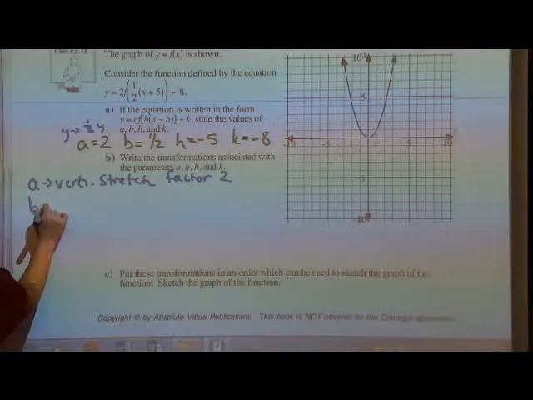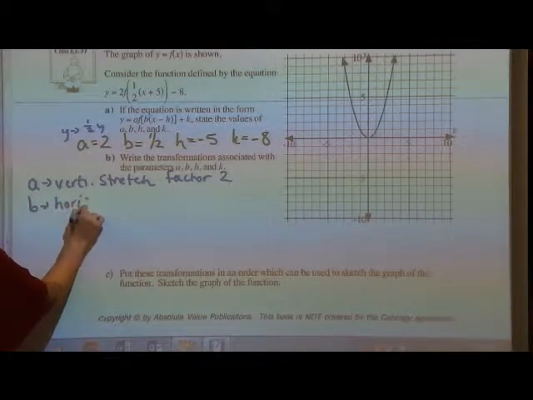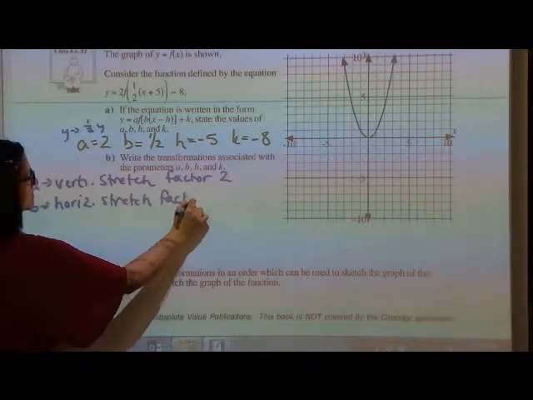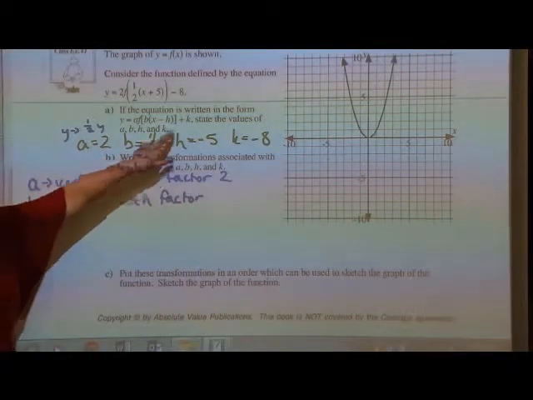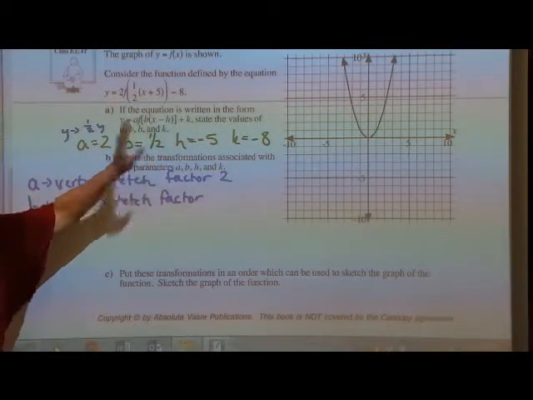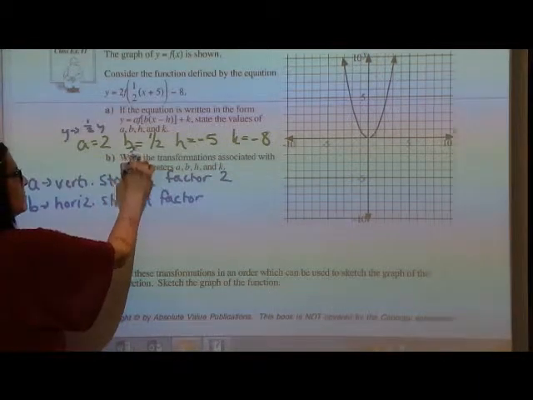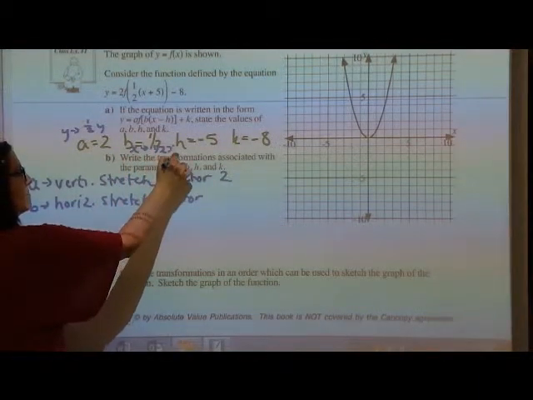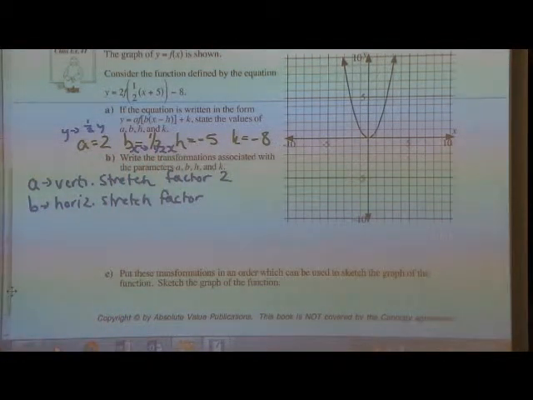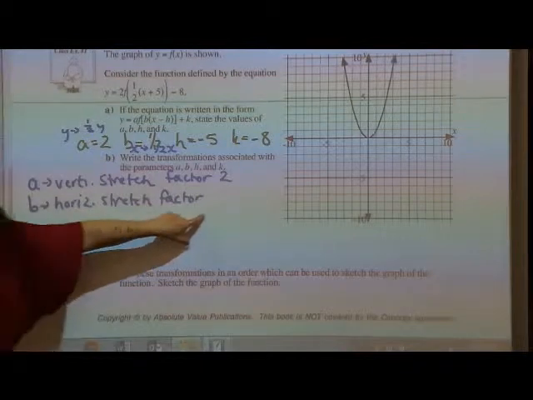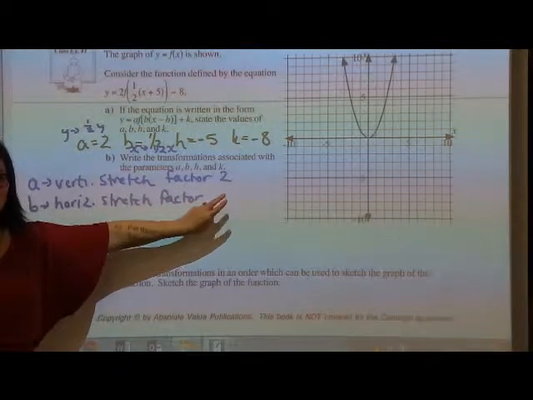And then my b value is horizontal. So what's my replacement? If b is equal to 1/2, what did I replace x with? I replaced x with a 1/2 x, in order to get that into the equation, so that my stretch factor is a factor of 2 again.